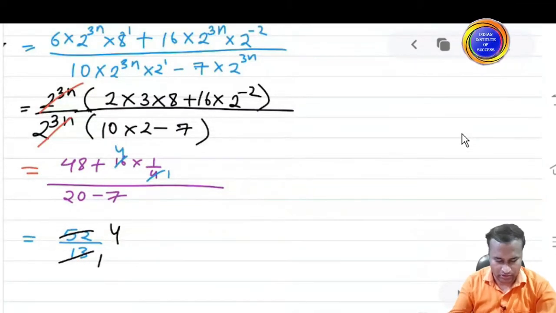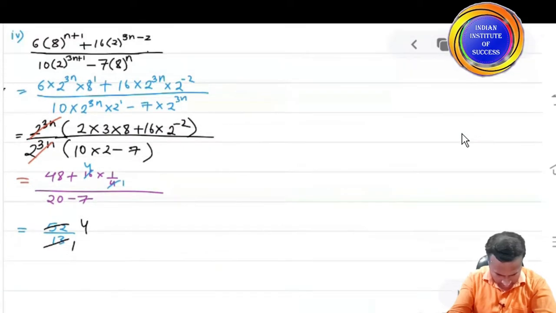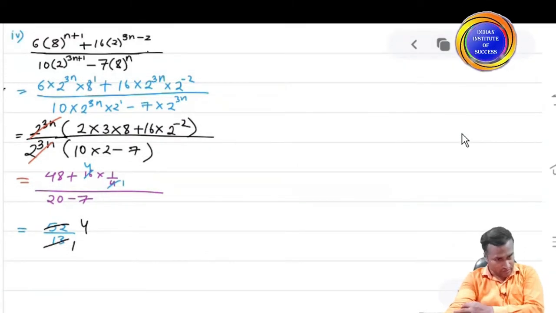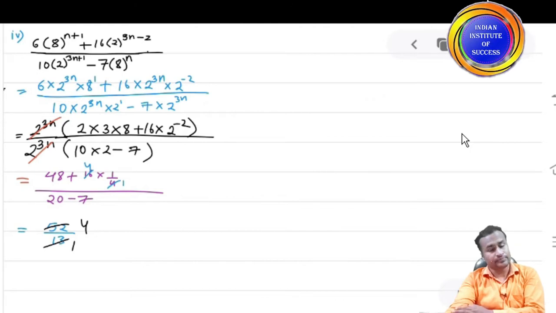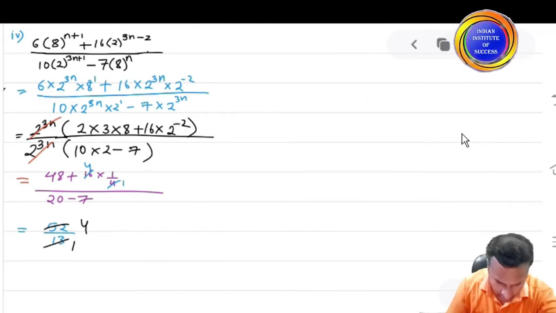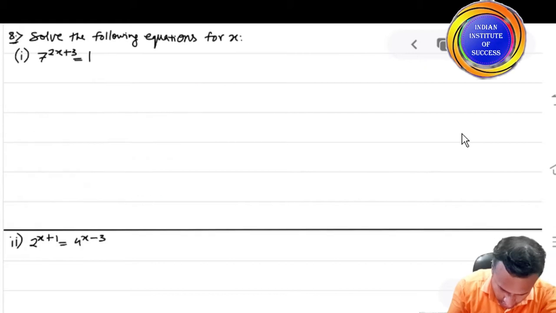I hope you understood this. These are the basic questions which we have to do. So the answer is 4 here. If you have doubt you can ask. Now we are moving to next question, 8th one.